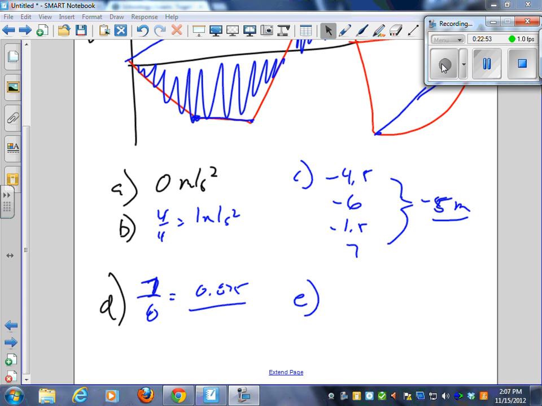For E, instantaneous acceleration on a velocity time graph is slope, and because it's a curved line, I need a tangent. And if I don't see a tangent, you ain't getting a mark. I need to see a tangent line. And I got something around 1. Anything around 1 with a tangent line is going to give you the mark.